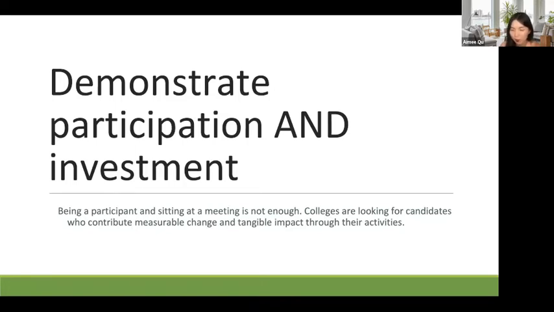It's not impressive. It doesn't show self-growth to just show up to a meeting and sit in a seat at that meeting. Instead, what you want to demonstrate is investment. So instead of just being a person who sits, you want to be the person who speaks up, right? The person who makes the club better. I will also have students who often complain to me about the clubs, right?